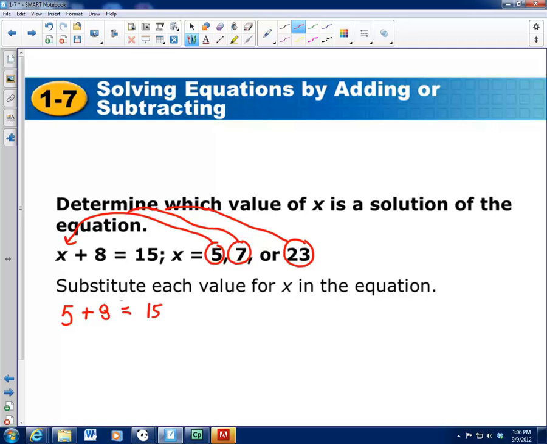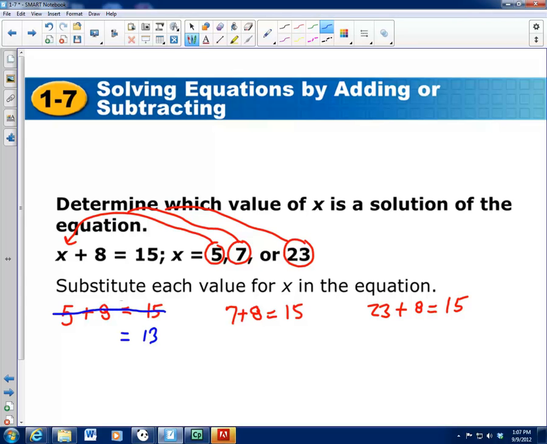Then we can do a 7. The 7 plus 8 equals 15. And then we'll do 23, so 23 plus 8 equals 15. Now, when I work these out, if I do 5 plus 8, well, 5 plus 8 equals 13. So that can't be correct because obviously 5 plus 8 equals 13, not 15. So it can't be that one.